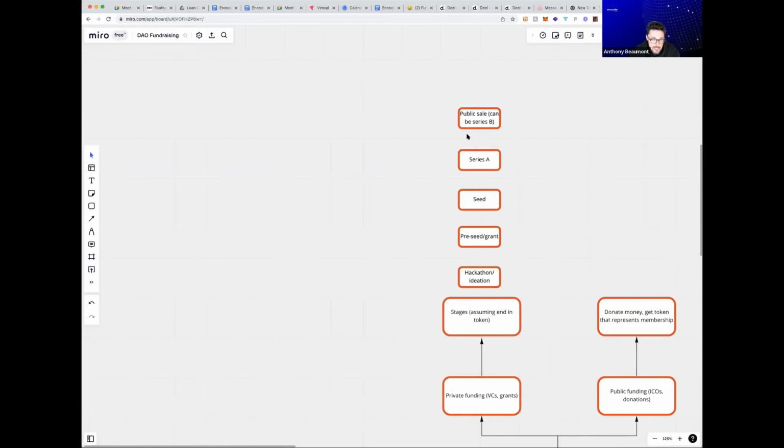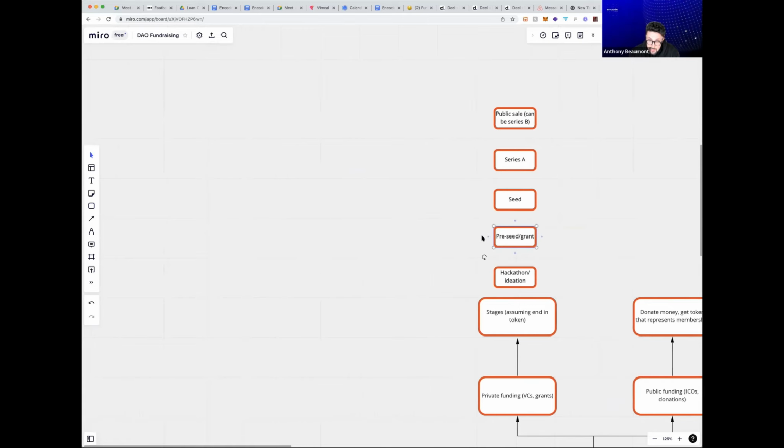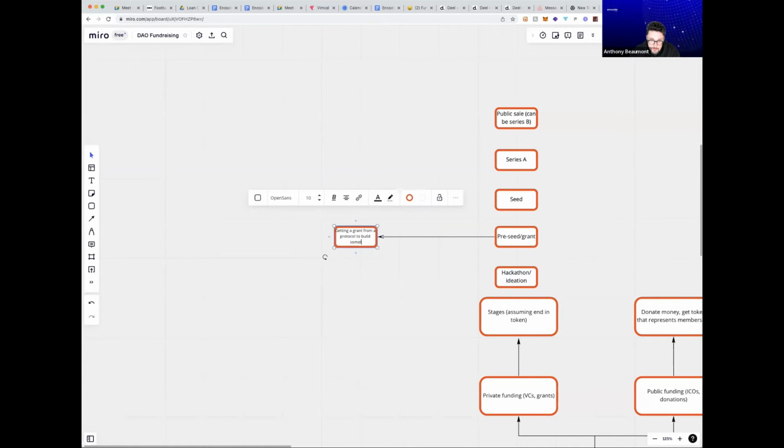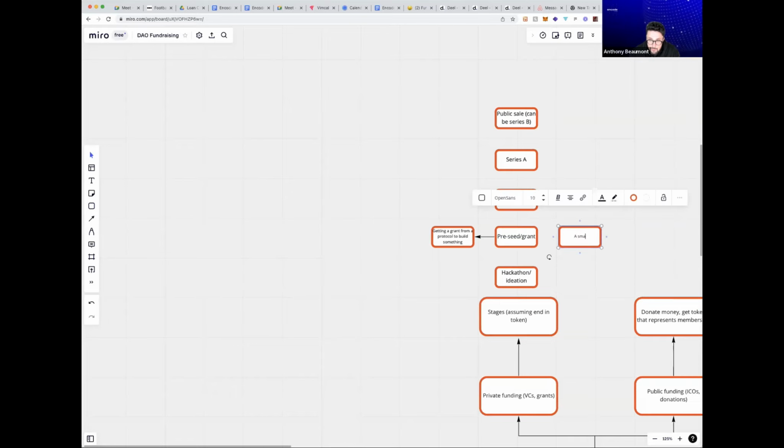So we're going to go back to the stages now. Hackathon ideation is where you're at now. You're thinking about the project. Pre-seed or grant is where you're either getting money from a protocol to build something, or a small starter check. Let's say less than 500K. You might think that's not small, but in crypto, that is small.